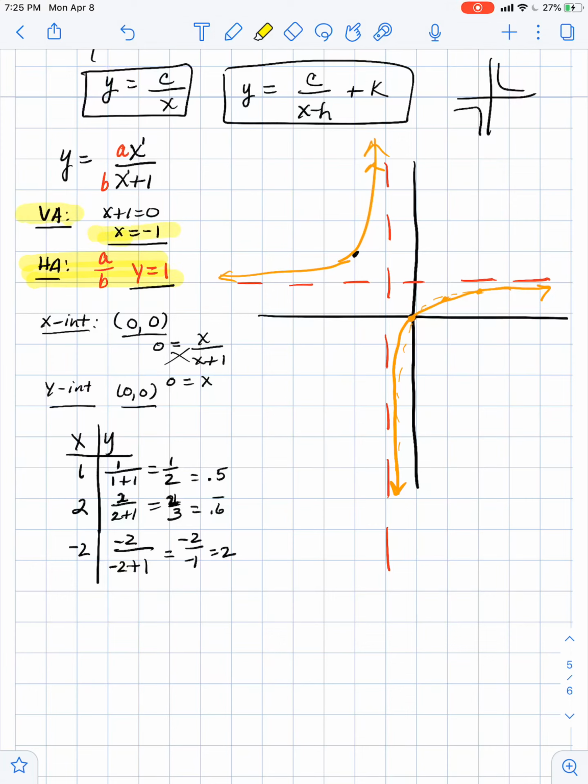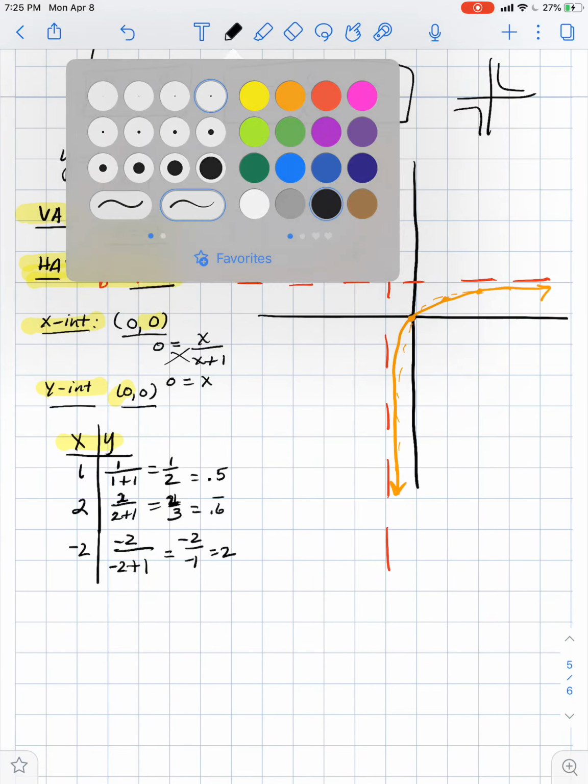Okay, your vertical asymptote stays the same. X-intercept, we're going to let y be 0. Y-intercept, we're going to let x be 0. And again, if we need to, we're going to test a point.